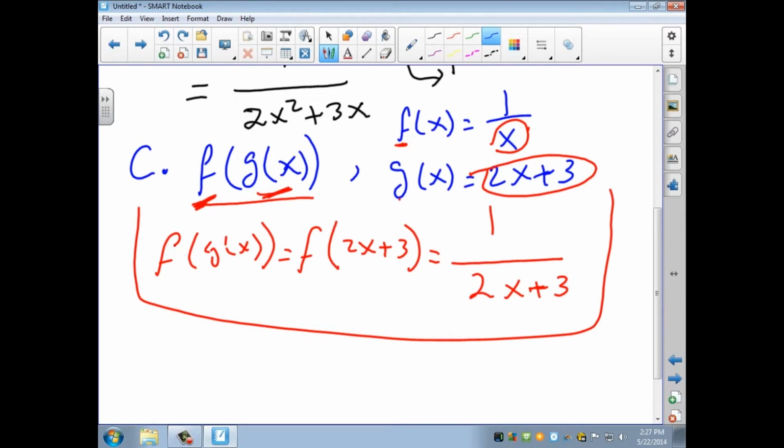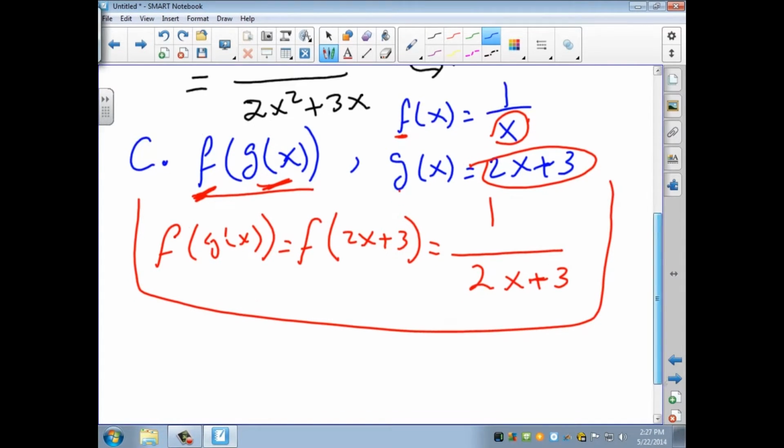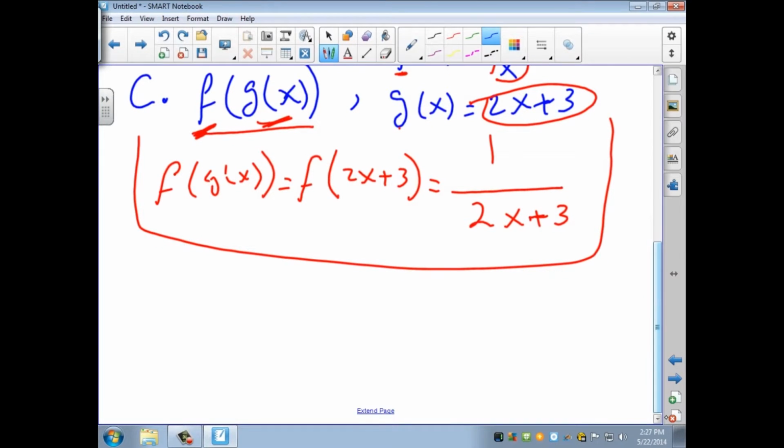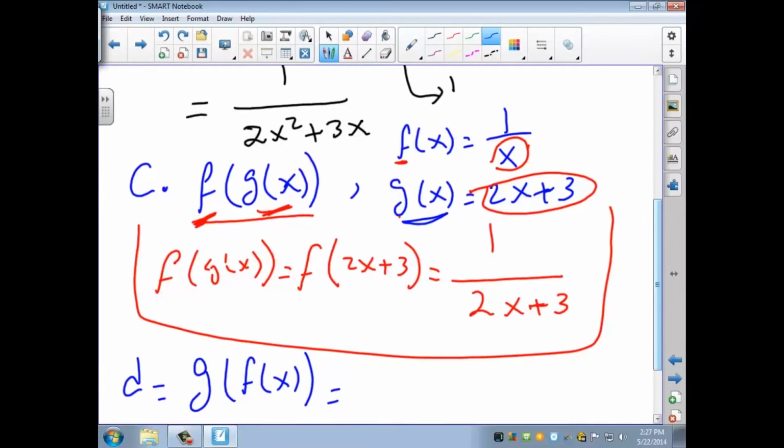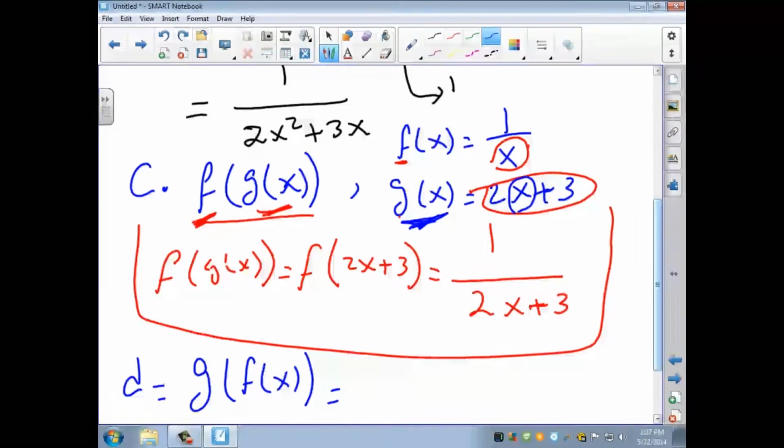That's f of g of x. That's evaluating function at certain points. Finally, it says D, g of f of x. G of f of x means you start with the g this time. You start with the g, and in place of x here, you put f of x.